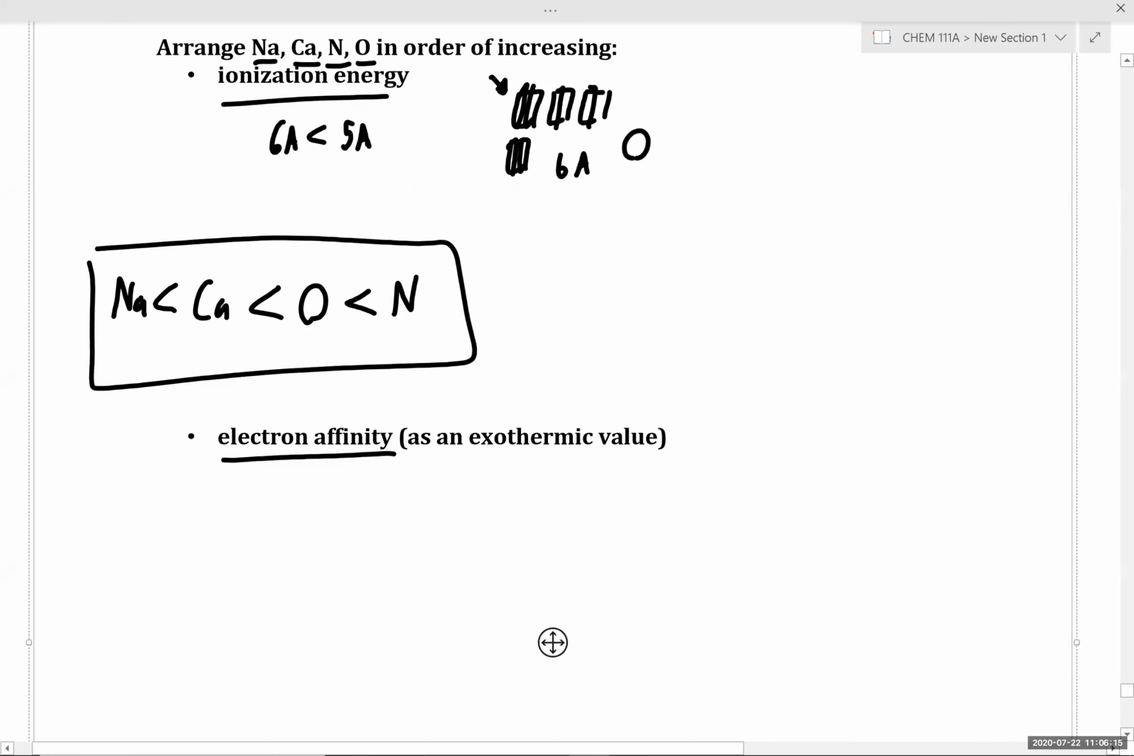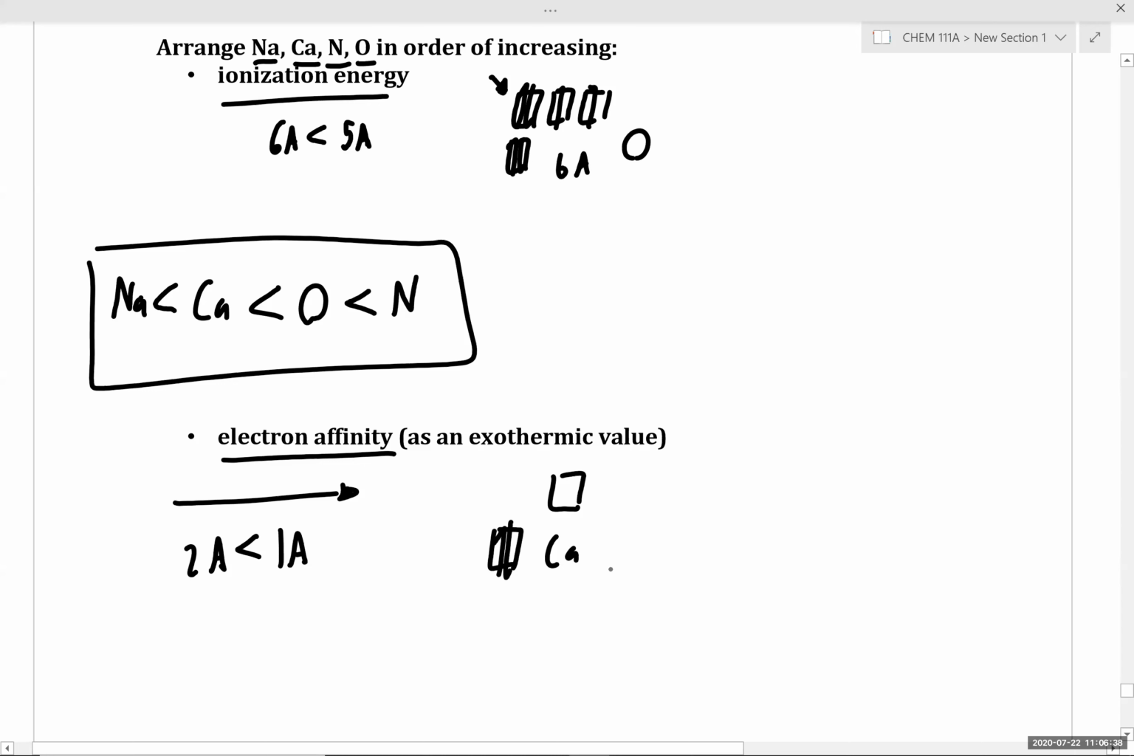Now let's look at electron affinity. So electron affinity in general increases as you move to the right across the periodic table, but again, there are some exceptions. The 1A electron affinity is always greater than the 2A electron affinity, and that's because if we think about a 2A element, such as calcium, in order to add an electron, that added electron would have to go in a higher energy orbital. So then, calcium has a lower electron affinity than sodium.